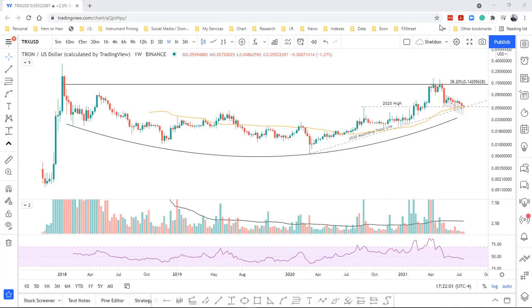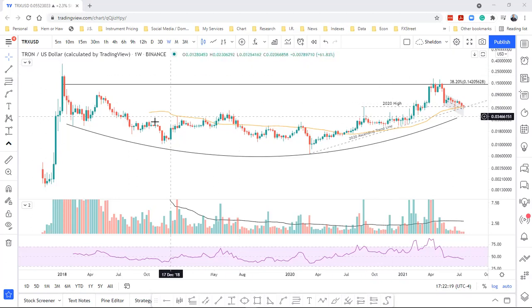I always like to start from a weekly or even a monthly perspective and work my way down to the daily and sometimes to the intraday levels. Today, I'm going to start with the weekly time frame for TRON. And I want to point out a number of things that are taking place for this cryptocurrency.